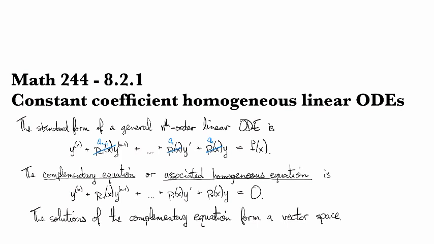So when we solve these, we look at the complementary equation or associated homogeneous equation, which looks exactly like the equation that we had before, except now it's equal to 0 instead of being equal to f. So if something solves the original equation, we'll say that it is a particular solution, because it works for that particular forcing function. And if something solves the homogeneous one, we will denote it with a y sub c, and we will call it a complementary solution.